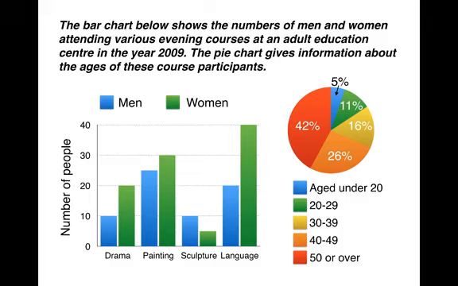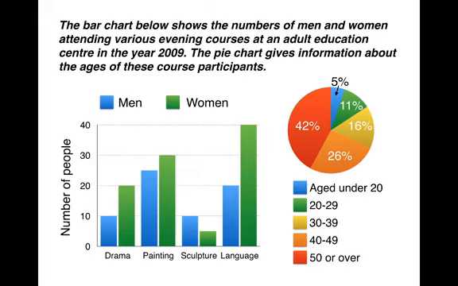Here's the question. You can see that there's a bar chart on the left and a pie chart on the right. Let's read the question at the top together. The bar chart below shows the numbers of men and women attending various evening courses at an adult education centre in the year 2009. The pie chart gives information about the ages of these course participants. So there's 2 sentences in that question.